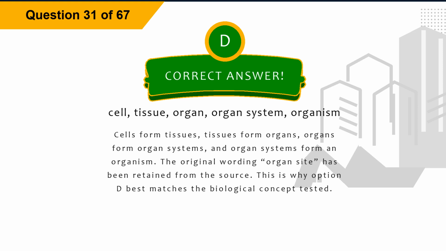The correct answer is option D, cell, tissue, organ, organ system, organism. Explanation. Cells form tissues, tissues form organs, organs form organ systems, and organ systems form an organism. The original wording "organ site" has been retained from the source. This is why option D best matches the biological concept tested.